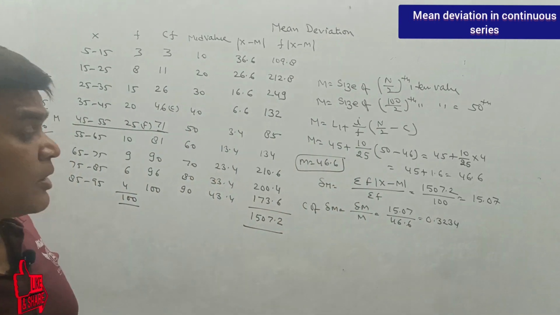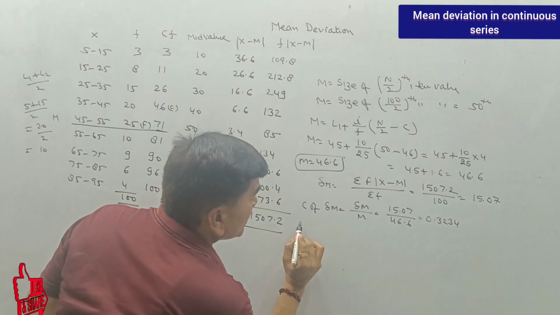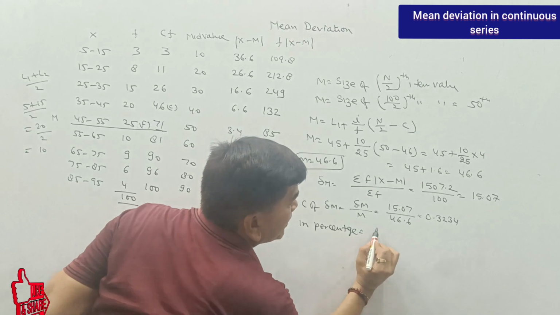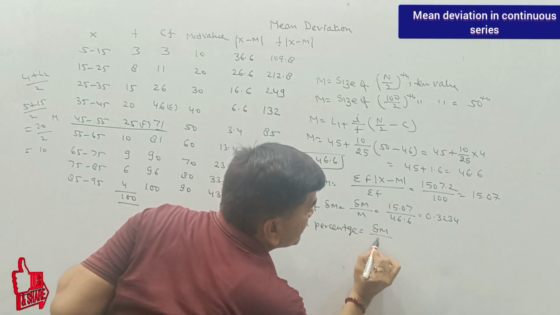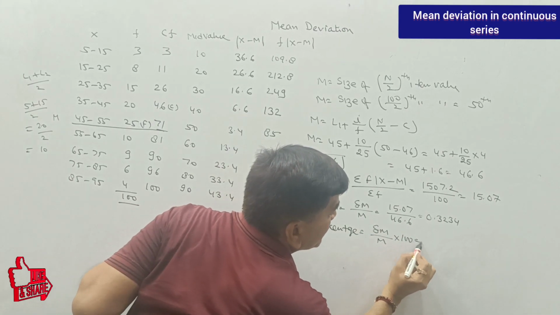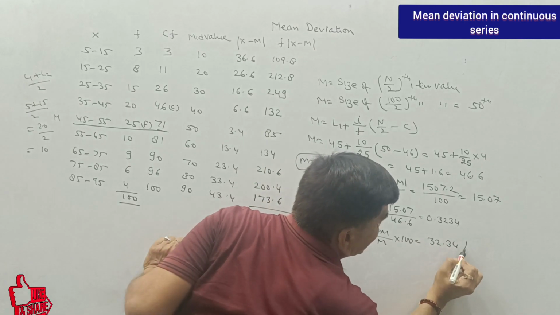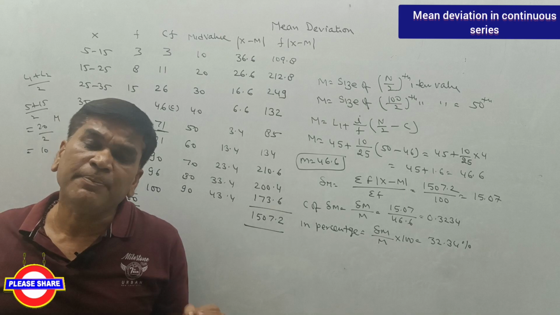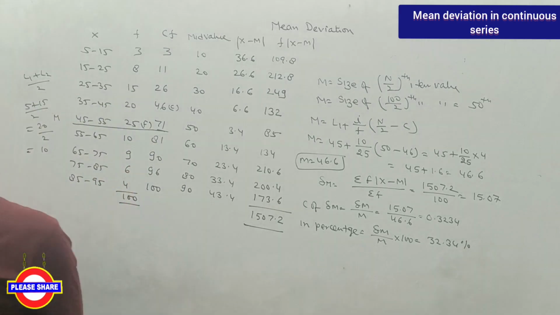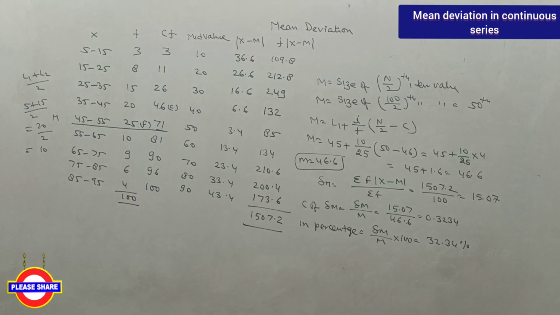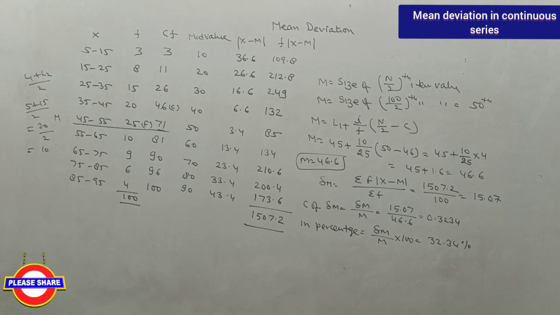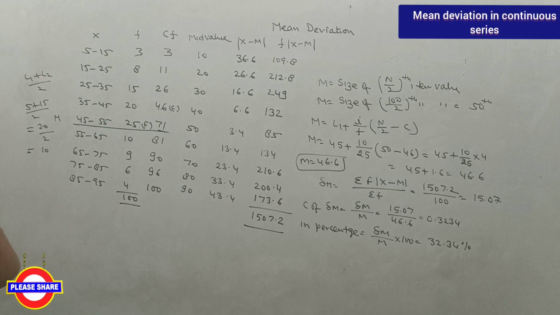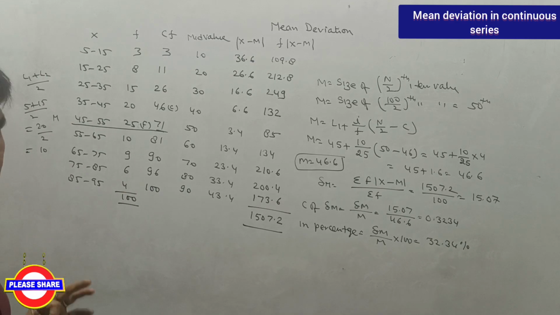If you want it in percentage form, it is mean deviation divided by median multiplied by 100, that is 32.34%. So with the help of the median, we can calculate mean deviation. In this video we have calculated the mean deviation with the help of the median value.